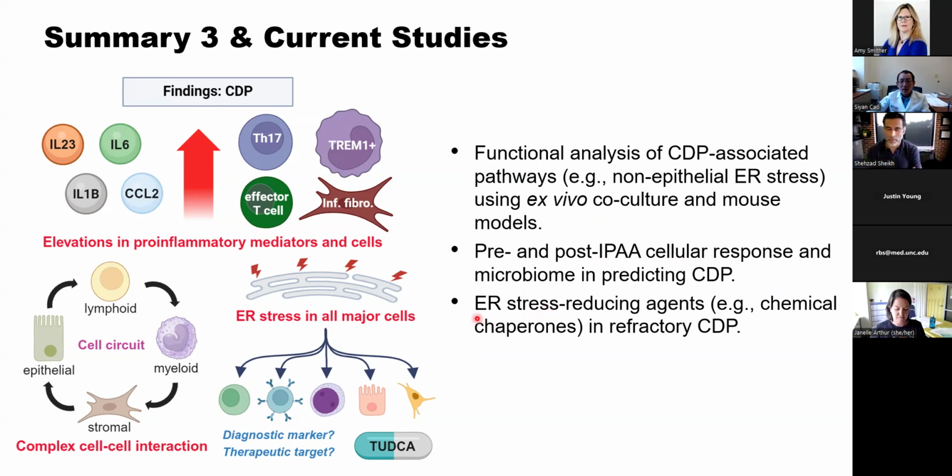Finally, we are starting a clinical study to look at the potential of ER stress reducing agents. Here I put this chemical chaperone called tauroursodeoxycholic acid, or TUDCA, and we will try to determine if this new drug can improve disease in patients with CDP refractory to biologics.